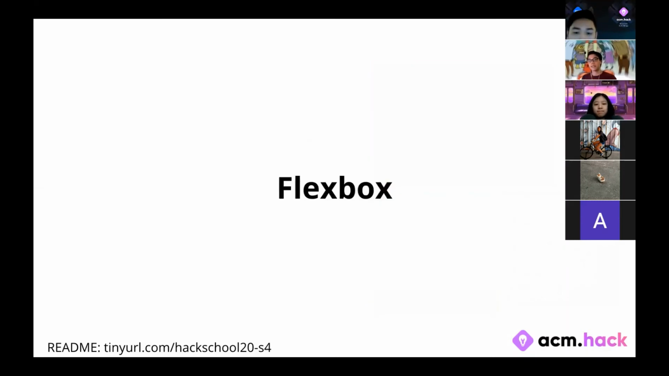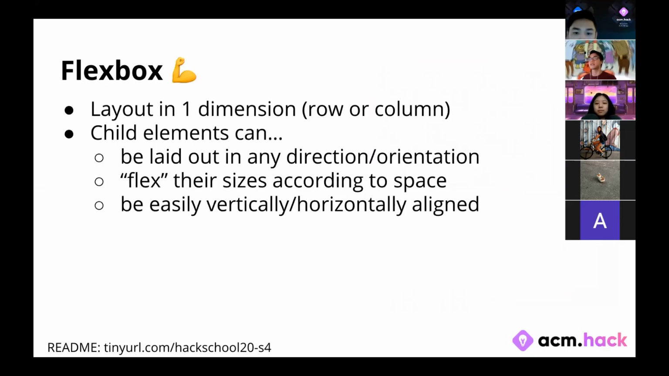So first, let's take a look at Flexbox and how that works. Flexbox is, as I've just mentioned, layout in one dimension. So you can either flex row-wise or column-wise. In Flexbox, child elements can be laid out in any direction or orientation. They can each flex, quote unquote, their sizes according to the space that they have remaining in the container. And finally, they can be easily vertically and horizontally aligned. So this directly addresses that centering thing from before.